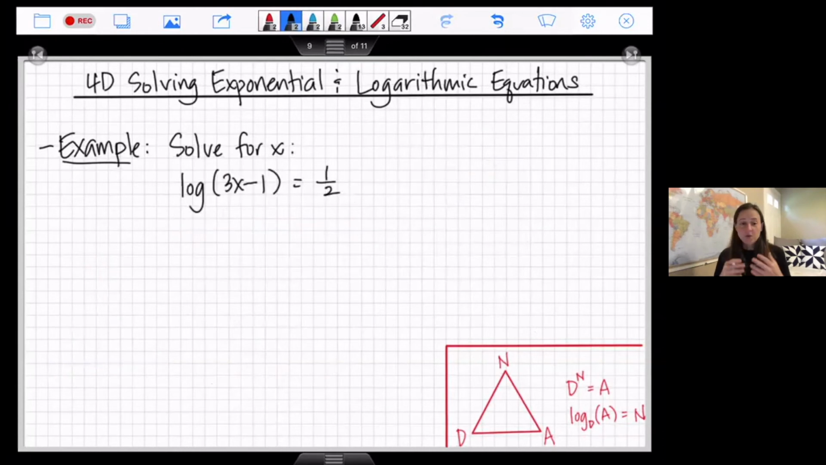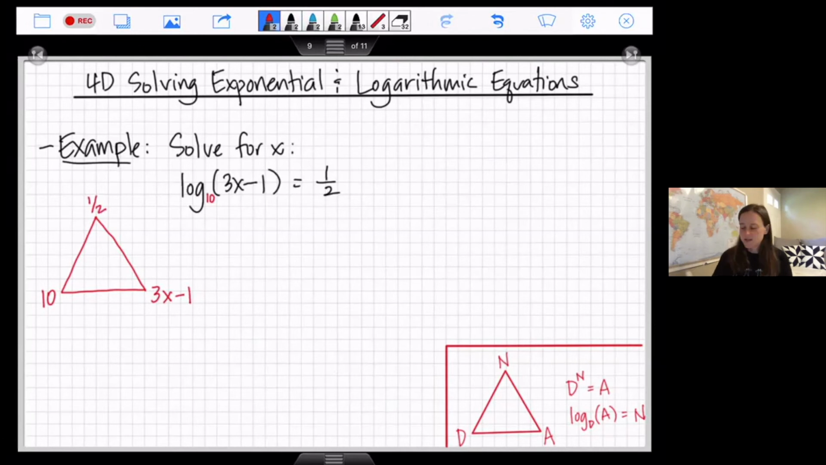All right, so here we have an equation where the logarithm is already isolated. Log of 3x minus 1 equals 1/2. So we're actually ready to convert this to an exponential equation. All right, so when I draw my triangle, the bottom left of my triangle is supposed to be the base of the logarithm. So this one, we have to remember that a log without a base means log base 10. So that's the number that's going to go in the bottom left. The bottom right is the argument of the log. And then the logarithm is equal to the exponent.